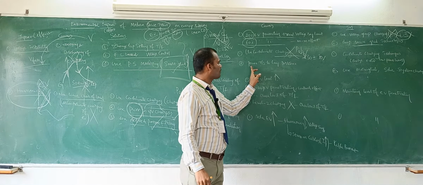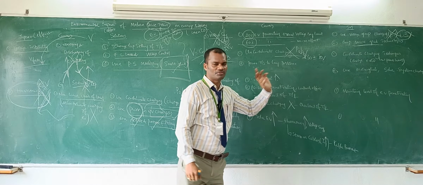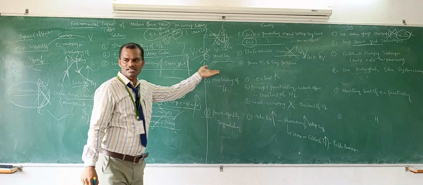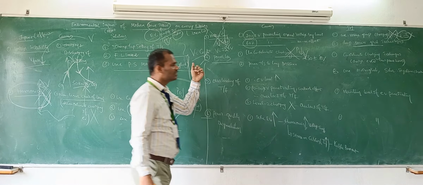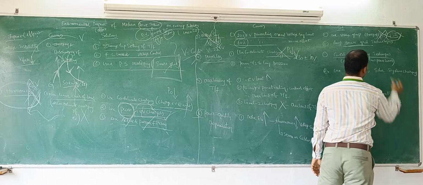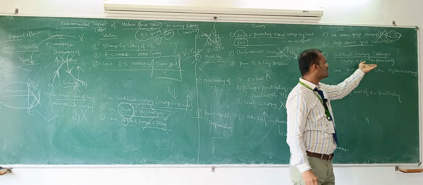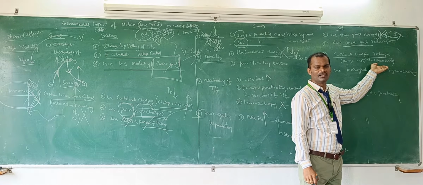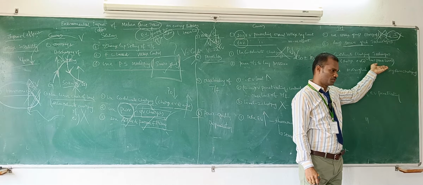Next one, transferring power over long distances. If you transfer the power over a long distance, this will also create which type of losses? Power losses. So the better way to handle this problem of power losses is to use the coordinated charging technique. That means charge your EV only at low peak hours, and charge your electric vehicle at night time when there is no load.